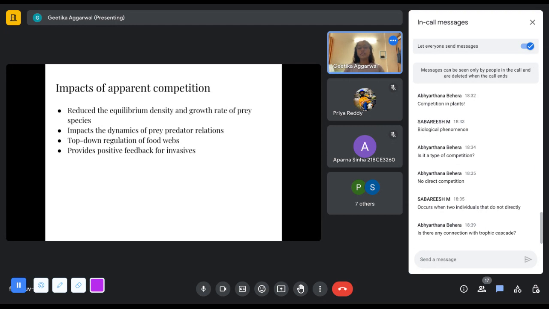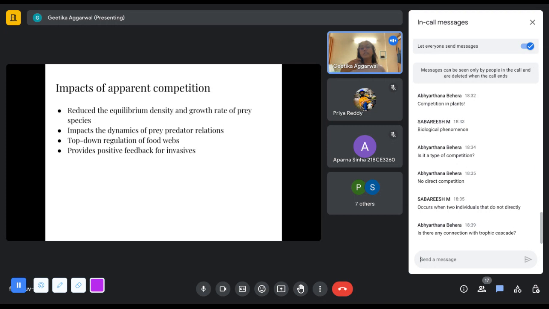Basically, this is going to lead to a reduced equilibrium density and a reduced growth rate of the prey species. Since there were two prey species, A was increasing and that impacted B. So the equilibrium density and the equilibrium growth rate for this prey species B is going to get affected by this apparent competition. It is not going to be able to grow as much as it could grow earlier because now the predation pressure is on a rise.